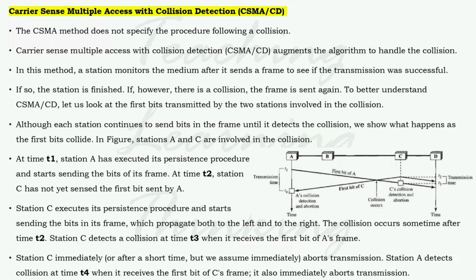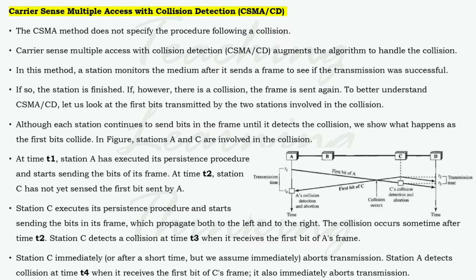Although each station continues to send bits in a frame until it detects the collision, we show what happens as the first bits collide. In the figure, stations A and C are involved in the collision. At time T1, station A has executed its persistence procedure and starts sending the bits of its frame. At time T2, station C has not yet sensed the first bit sent by A.